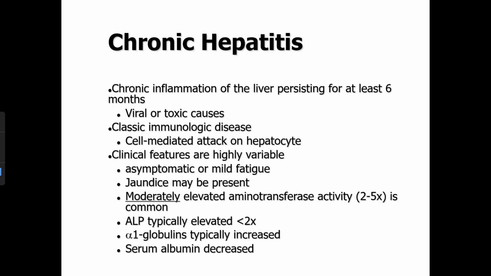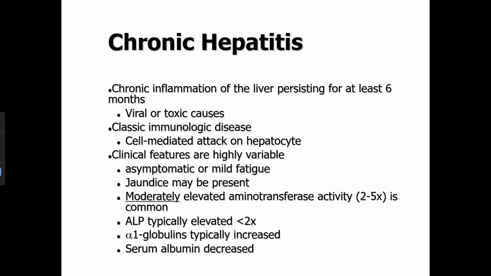Chronic hepatitis, so chronic inflammation of the liver persisting for at least 6 months. Viral or toxic cases. Classic immunologic disease like cell-mediated attack on the hepatocytes. Clinical features are highly variable. Asymptomatic or mild fatigue. Jaundice may or may not be present. Moderately elevated aminotransferase activity is common.